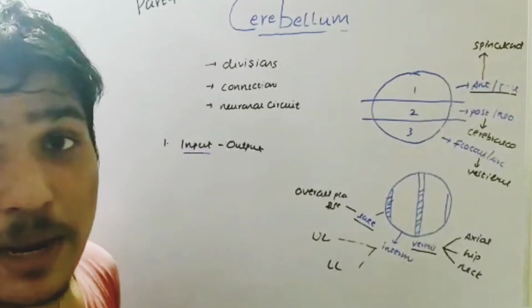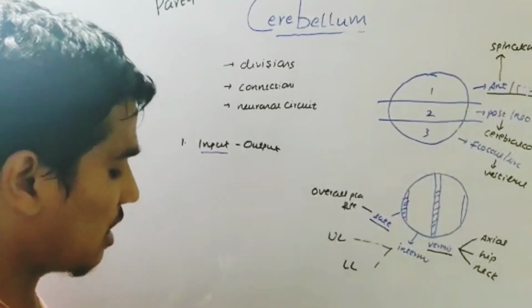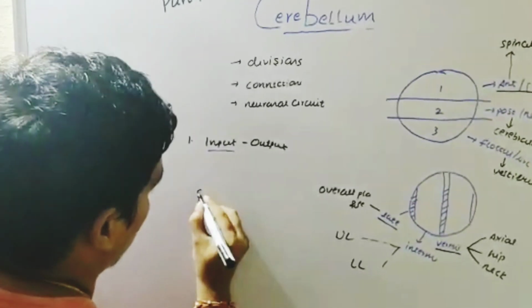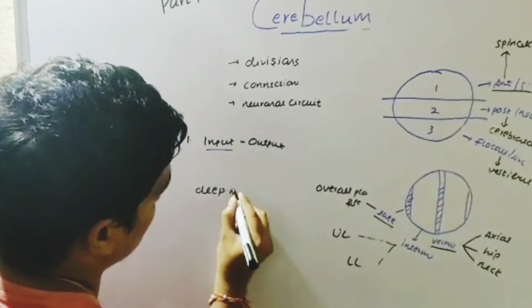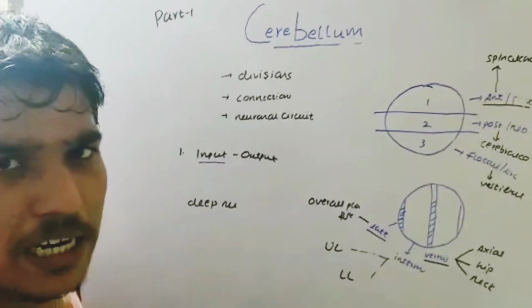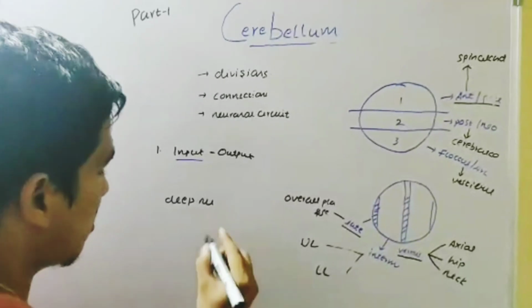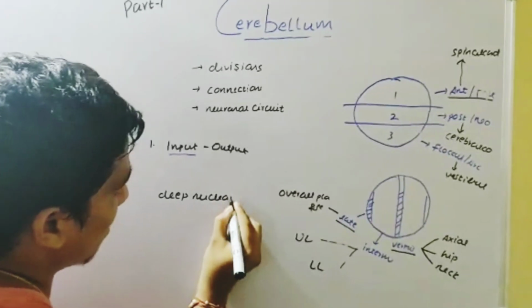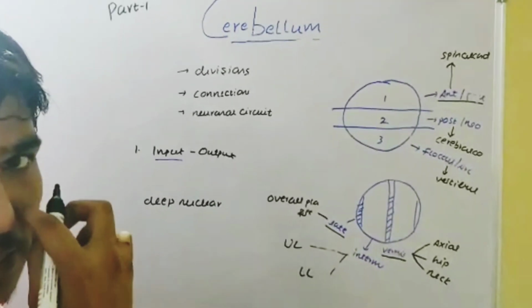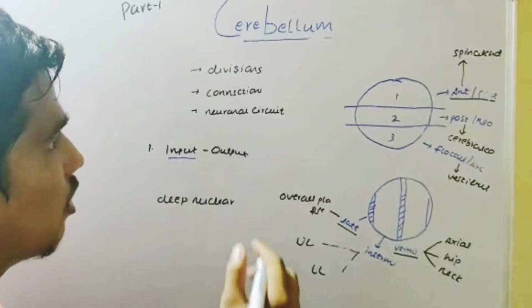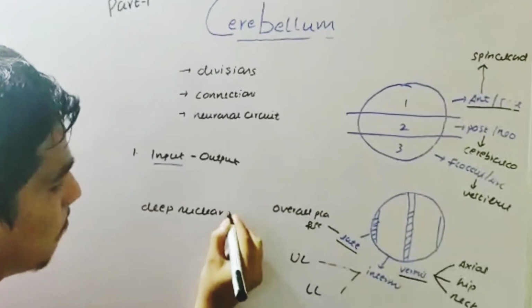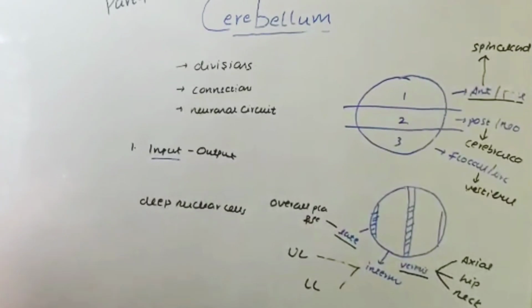The output of the cerebellum is mainly by, remember friends, deep nuclear cells. This point is going to repeat and repeat in the cerebellum. It is asked very frequently in PG examinations what the output controlled by the cerebellum is. It is the deep nuclear cells that give the output.